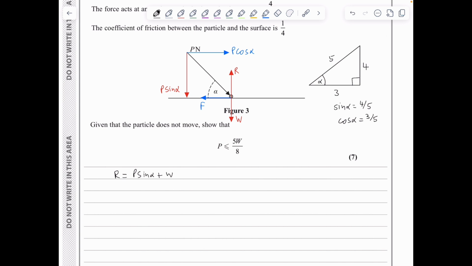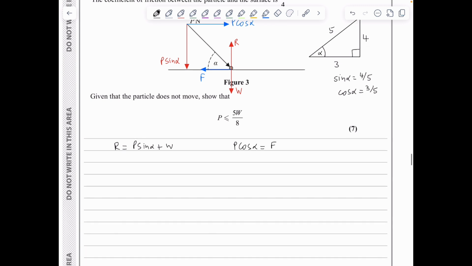And we also have forces to the right is equal to forces to the left. So P cos alpha is equal to F, and we know that the frictional force F is less than or equal to mu R, which is the maximum frictional force. So P cos alpha is less than or equal to mu, which is 1/4, times R, which is P sine alpha plus W.